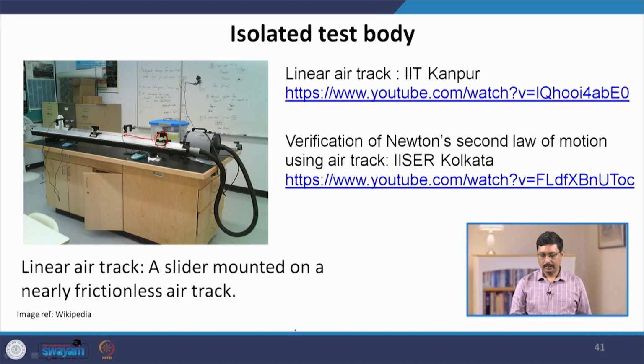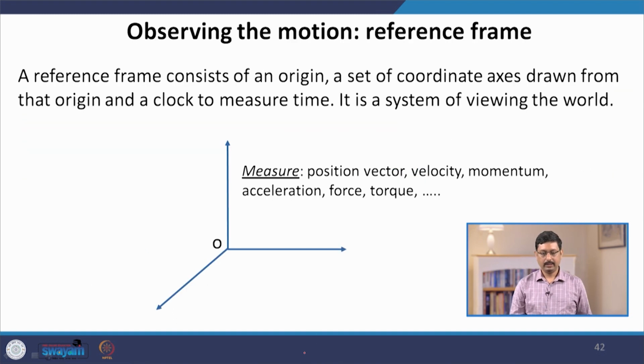The first one is taken from a demonstration at IIT Kanpur, and the second one, a more detailed version explaining what this linear air track is and how to use it to experimentally verify Newton's second law, is from IISER Kolkata. Now, the second point is that you have a concrete example of a test system. Now you have to observe its motion. What do you mean by observing the motion? It means you need to use a reference frame to measure the motion, the position, velocity, acceleration, etc.